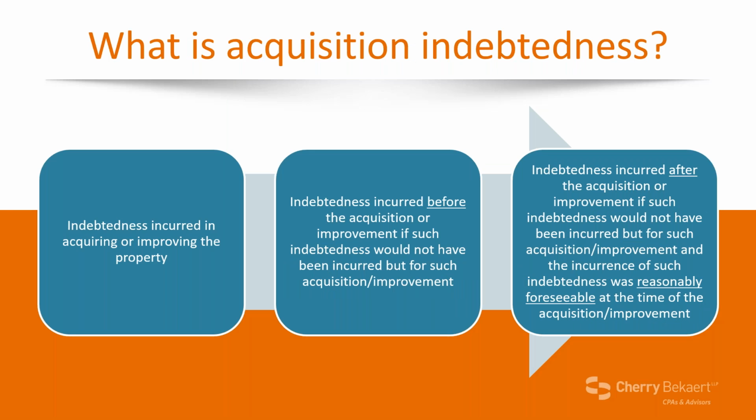So acquisition indebtedness is indebtedness that is incurred in acquiring or improving the property. So if an office building is purchased with a mortgage, then that would be acquisition indebtedness. If the office building is not purchased with a mortgage, but later on is renovated for the purpose of improving the entire building or just the part that may be rented out, then that would also be acquisition indebtedness because it relates to improving the property.